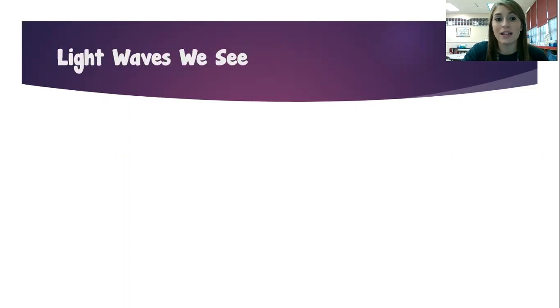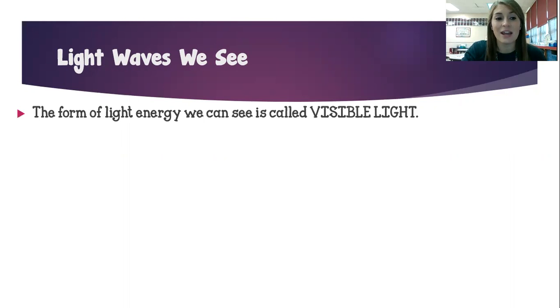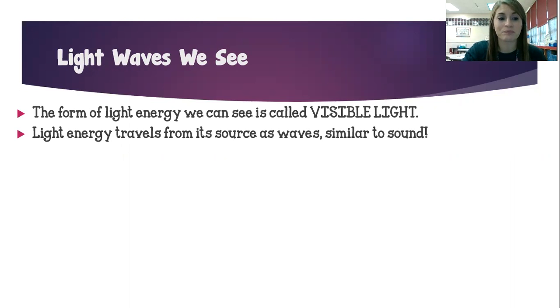Light waves that we can actually see. You know, we've talked about sound waves and how we hear sound waves, but we can't see sound waves. Well, we can actually see light waves. So the form of light energy that we can see is called visible light, which makes sense, right? Because visible means that we can see it.